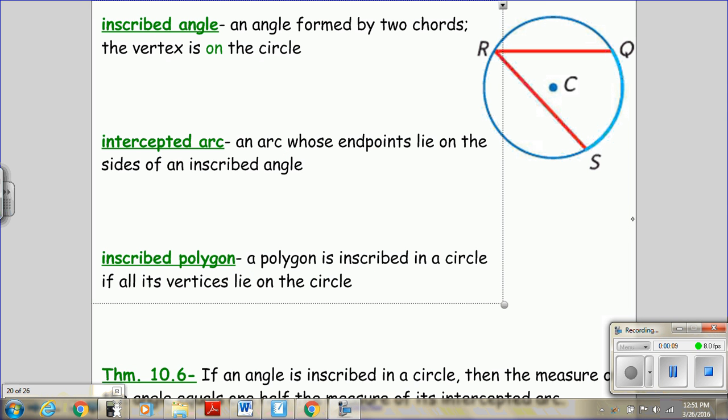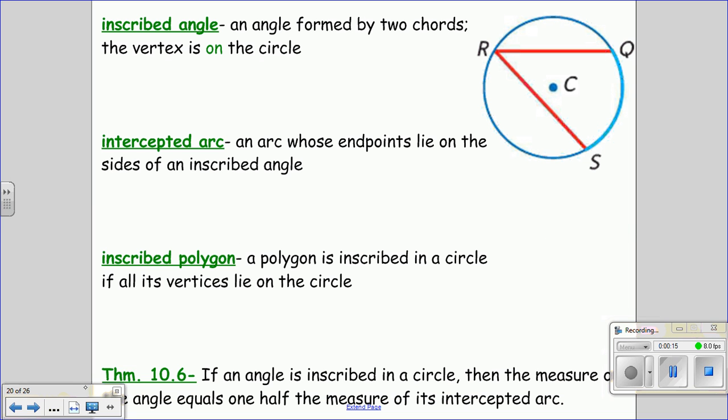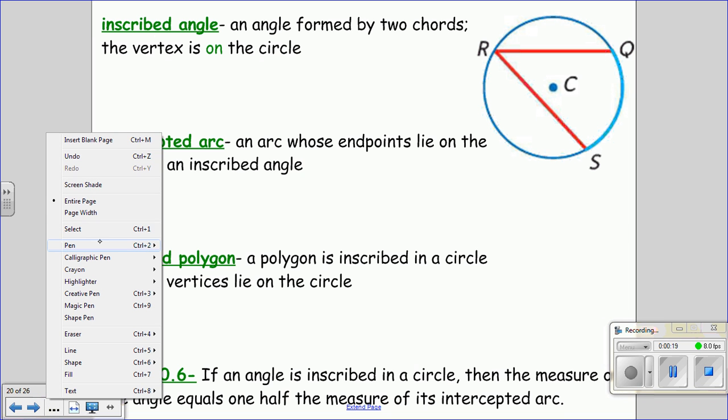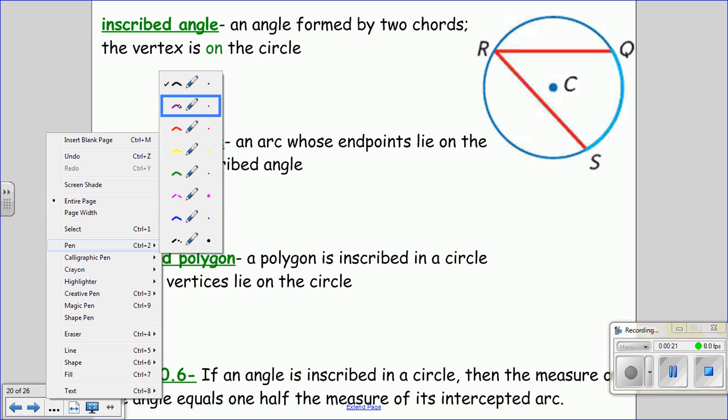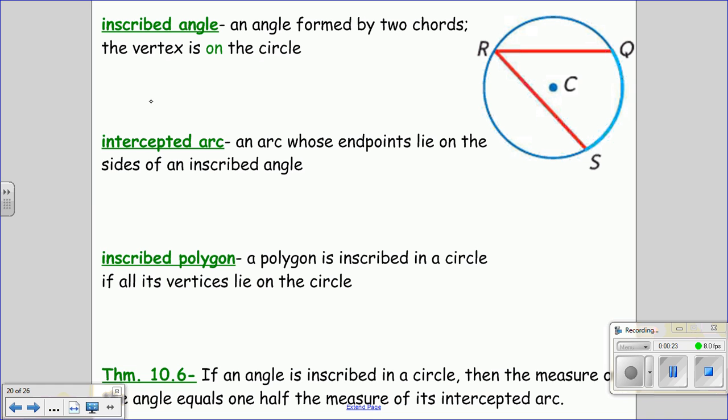An inscribed angle is an angle formed by two chords where the vertex is on the circle. So on my picture on the right, it appears that angle R is an inscribed angle because angle R, the vertex R, is on the circle's edge. So again, angle R is an inscribed angle.